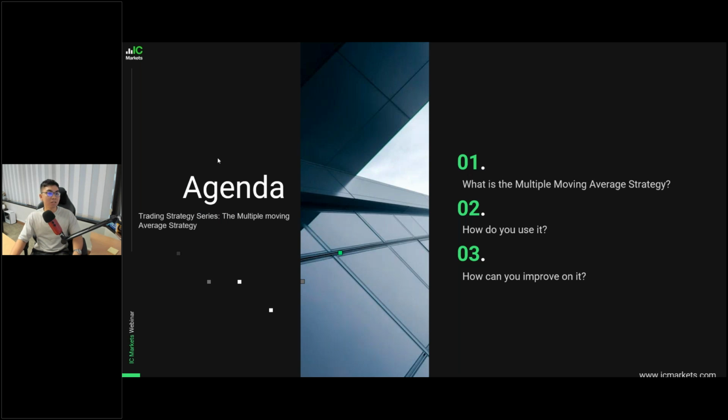Okay, the agenda, the topics for today: I'll be presenting what the multiple moving average strategy is, how we use it, and how we can improve on it. During the improvement part, I will probably present my own strategies, or maybe you guys can let me know what kind of strategies you use so that we can combine them with the multiple moving average strategy.